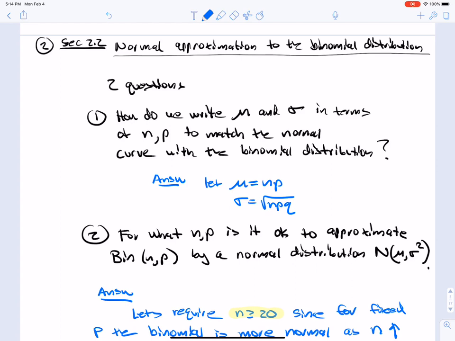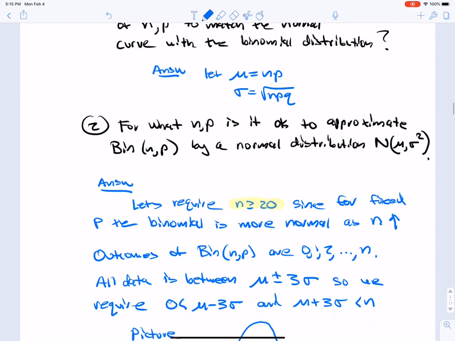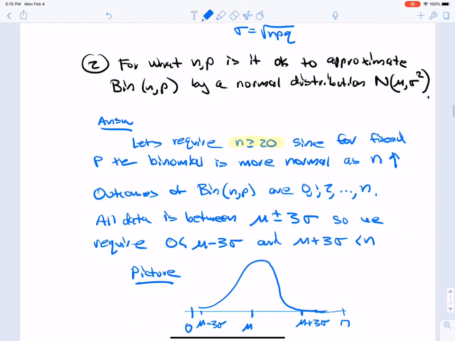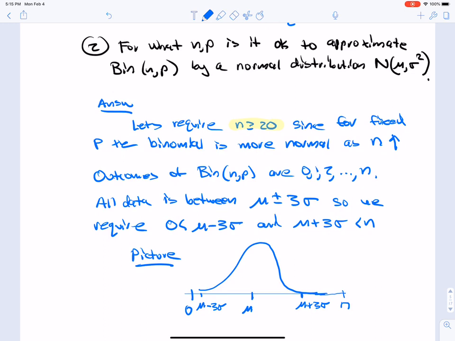Okay, so now on to normal approximation to the binomial distribution. How do we relate the normal distribution, which has two parameters, to the binomial distribution, which has two parameters? Well, mu is np and sigma is the square root of npq. Furthermore, when can you do a normal approximation? The answer is when n is 20 or greater, so that it is really approximately normal.